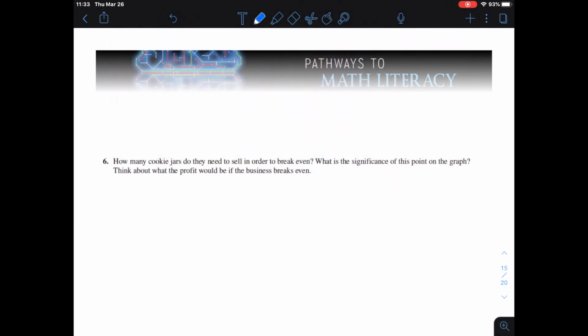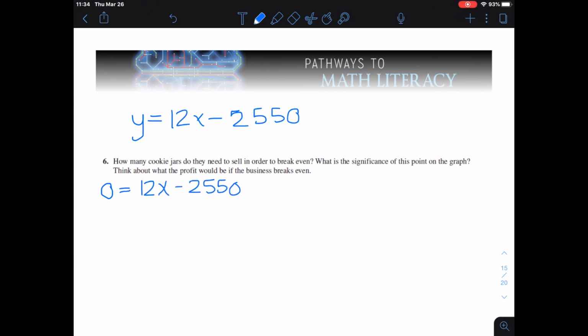We want to see how many cookie jars do we need to sell to break even. What's the significance of the point on this graph? And then think about what the profit would actually have to be. So our profit is going to be $0. And the equation we have for our line is 12x minus 2,550. So if our profit is nothing, that tells you the value of y is 0. And we want to solve for the number of cookie jars, which is this value of x. So I need to solve this equation to see what number of cookie jars we have to sell.